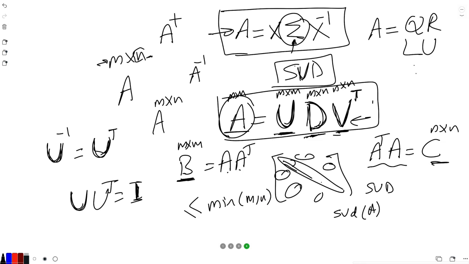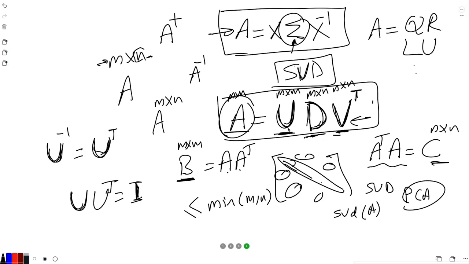This singular value decomposition is very important, and we will see some applications of it in different areas, mainly in data cleaning, for example, as we see in principal component analysis. Actually, principal component analysis is based on the singular value decomposition, as we will explain later.